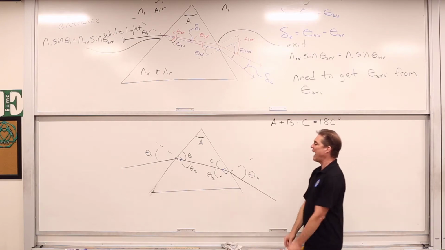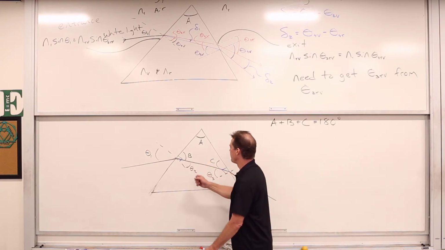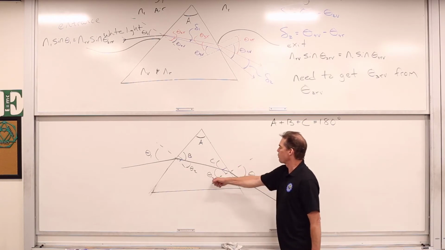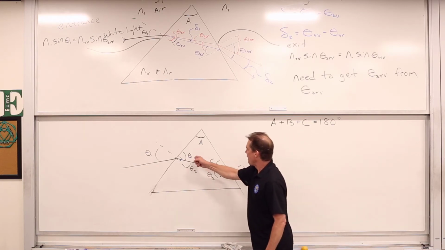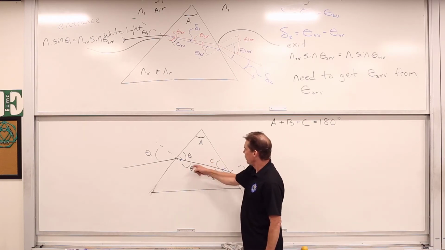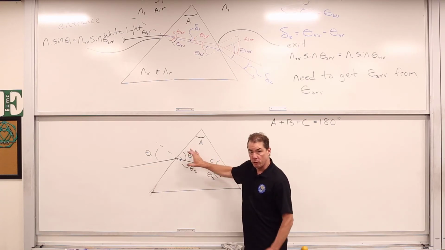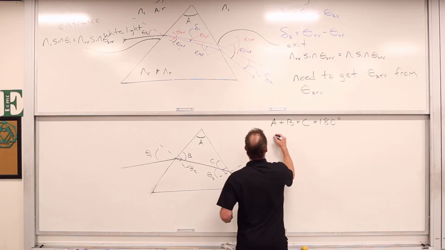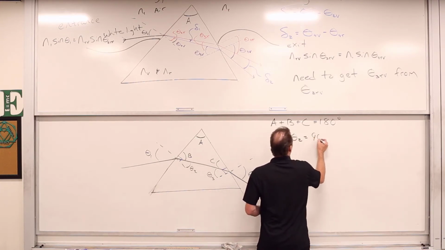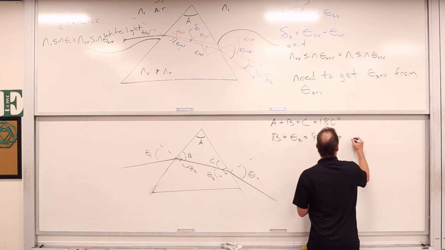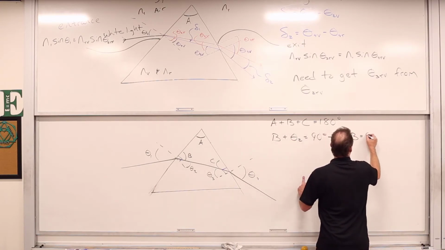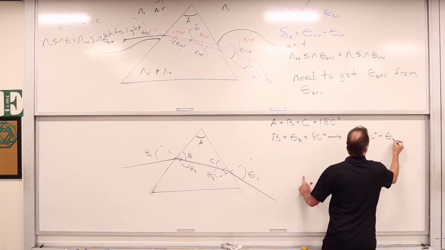And then we can go look at how B is related to theta 2 and how C is related to theta 3. We have to have that B plus theta 2 is equal to 90 degrees. That 90 degree angle entails both of those. So we've got B plus theta 2 is equal to 90 degrees, which we can write as B is then equal to 90 degrees minus theta 2.